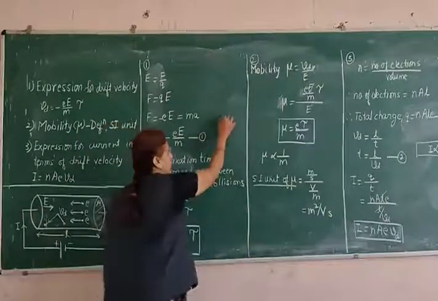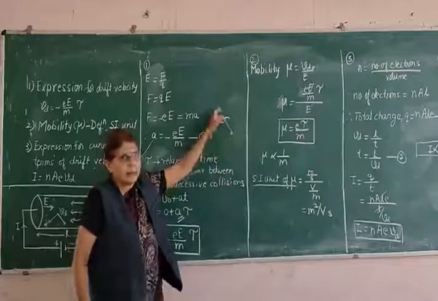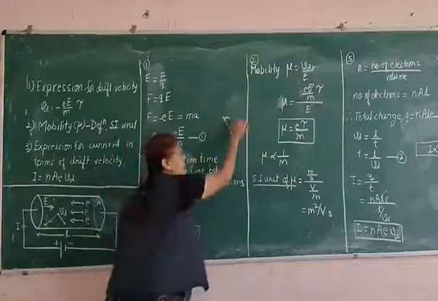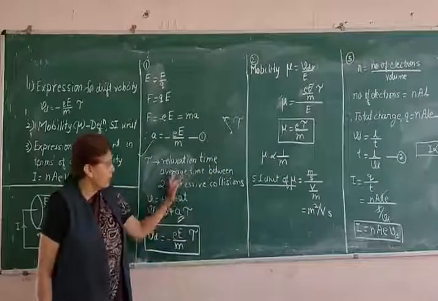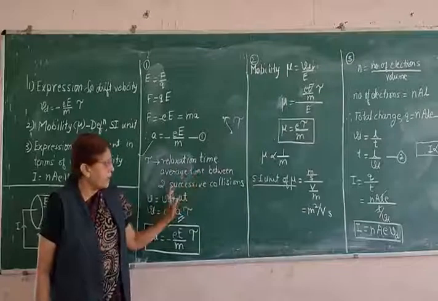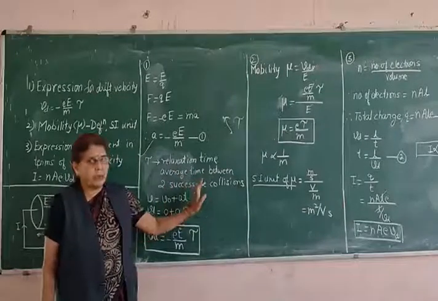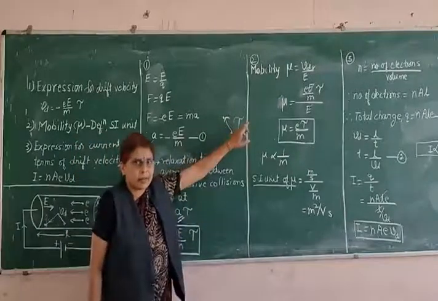Suppose these are the two collisions. Electron is moving like this. The average time between two successive collisions is called tau. So remember the definition of relaxation time: it is the average time taken by the electron between two successive collisions. So between two collisions, time required is tau.